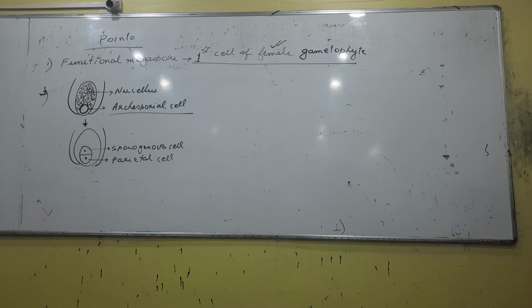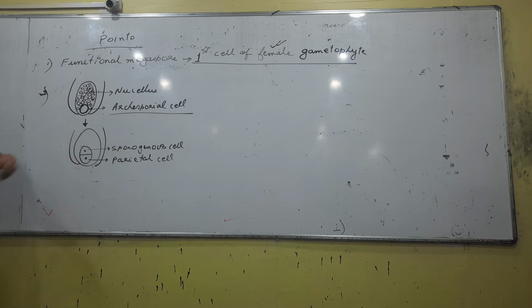Second, if you are talking about the ovule, you have two particular areas. One is the micropyle and the other is the chalaza, right? The question is based on this fact. The functional megaspore would be present on which site? Micropyle or chalazal area? That is the reason why I am doing this diagram.